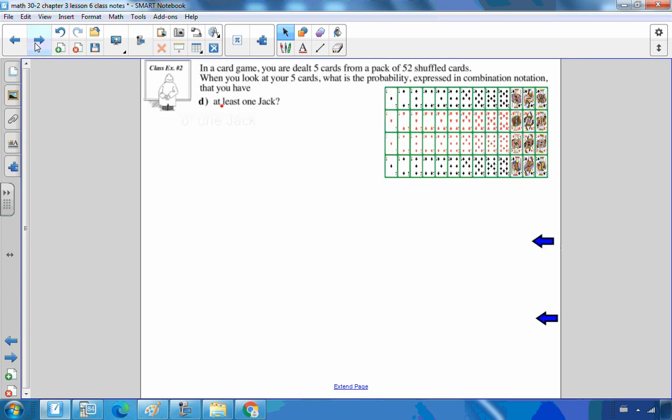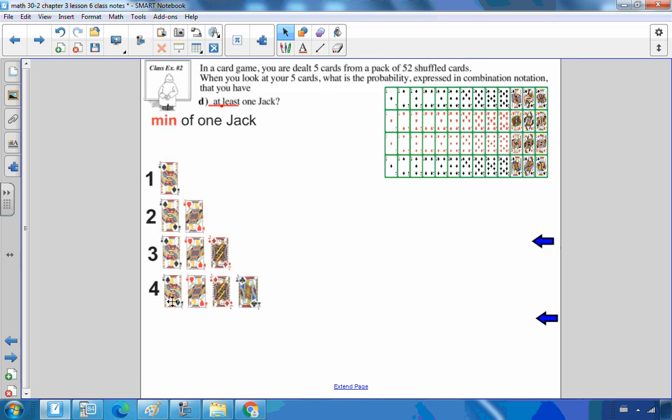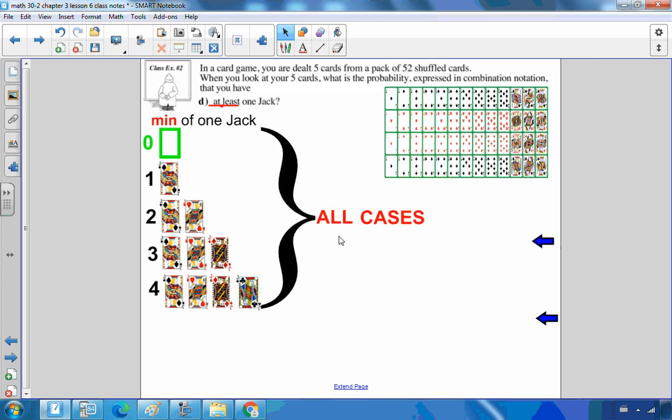Okay, for this one here, I have 5 cards. I want at least 1 jack in my hand. Okay, so if you look at this, I can have 1 jack, 2 jacks, 3 jacks, or 4 jacks. The only case I'm not considering when I have a minimum, meaning at least, is 0 jacks. So 0, 1, 2, 3, 4, those are all the cases that are possible.